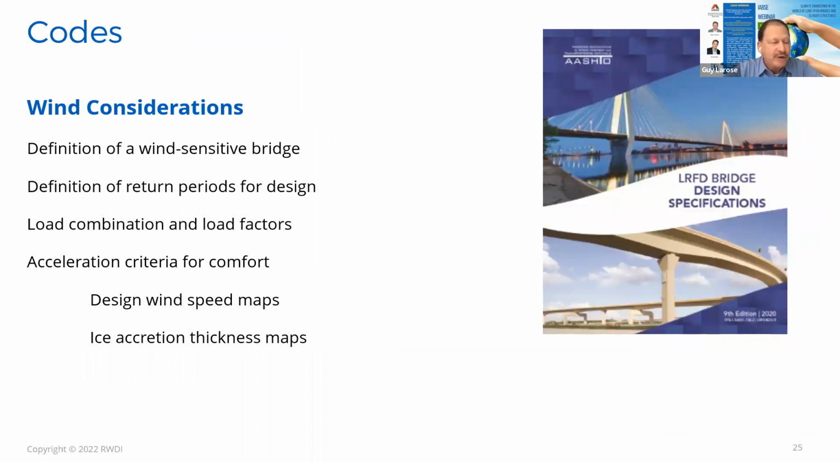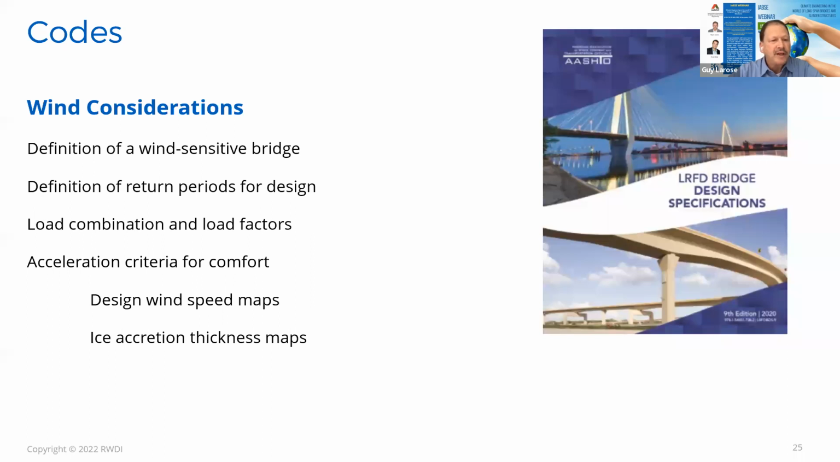When we work on bridges like this, there's always some element that is dictated by codes. Most of the projects will have a brief, a project description and an agreement with the contractors, but they will always refer to codes. What you get in codes is really what defines a structure as being wind sensitive. You get from the code the definition of return periods for the design that is used for wind or icing or snow.